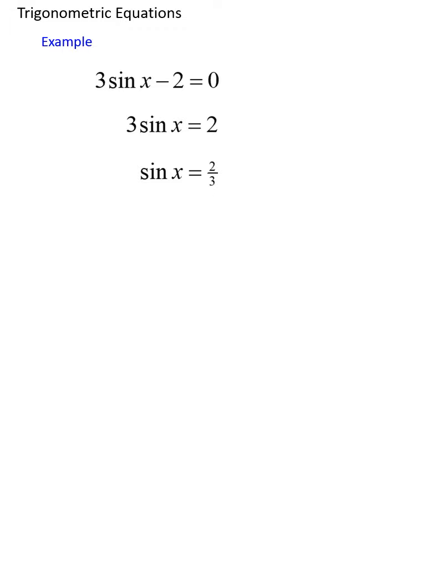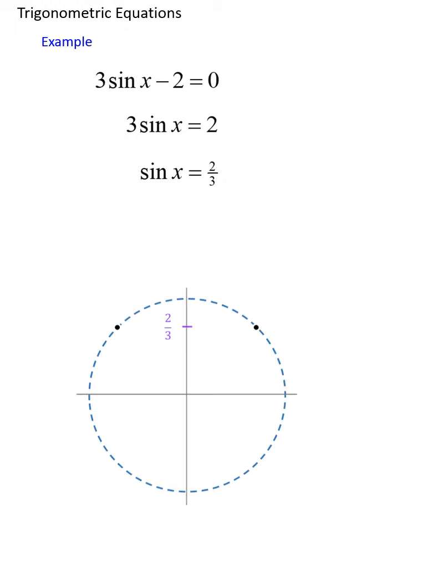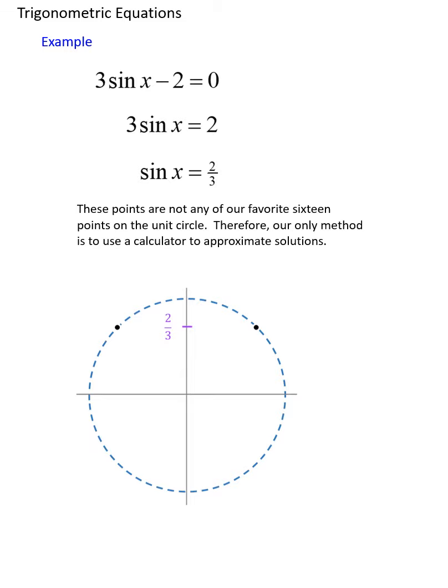So this should be thought of, since it says sine equals 2/3, as me looking for points on the unit circle whose y-coordinate is 2/3. Well, there are 2 points on the unit circle whose y-coordinate is 2/3, and here you see them. But here's a glitch in the problem, at least from our routine that we've developed so far. These are not our favorite 16 points on the unit circle. I don't know exactly what the arc lengths are that terminate at those 2 points.